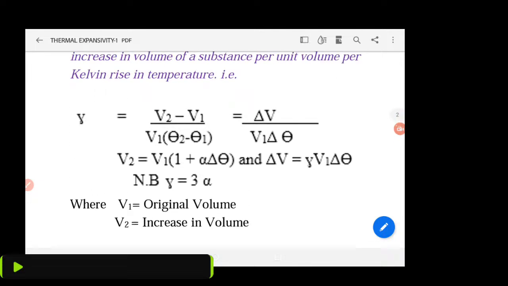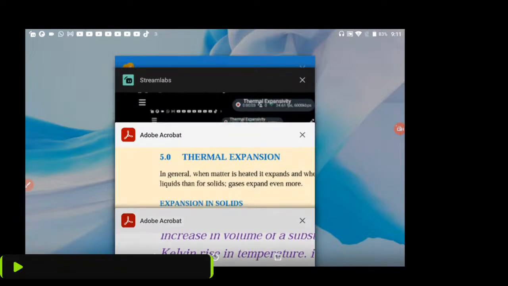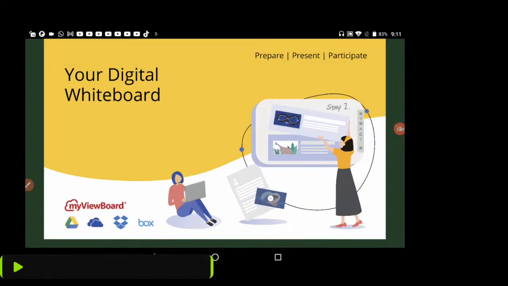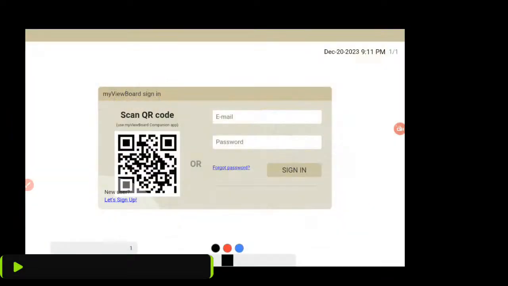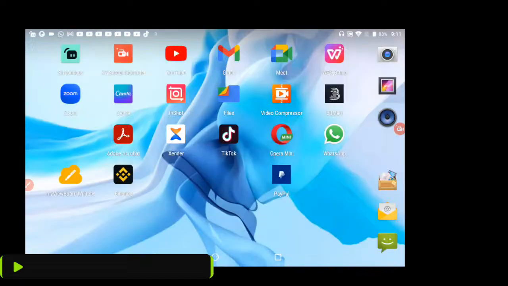Let's quickly switch to another page where we can have our examples. Let's wait for this one to come up. Sorry, just a minute.